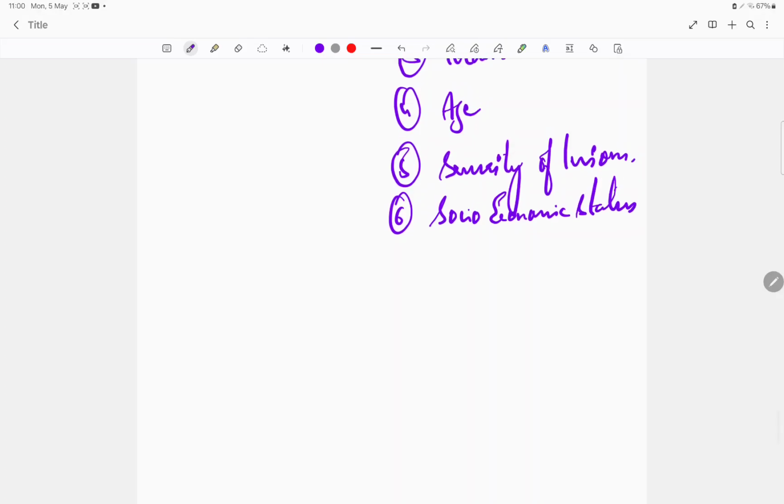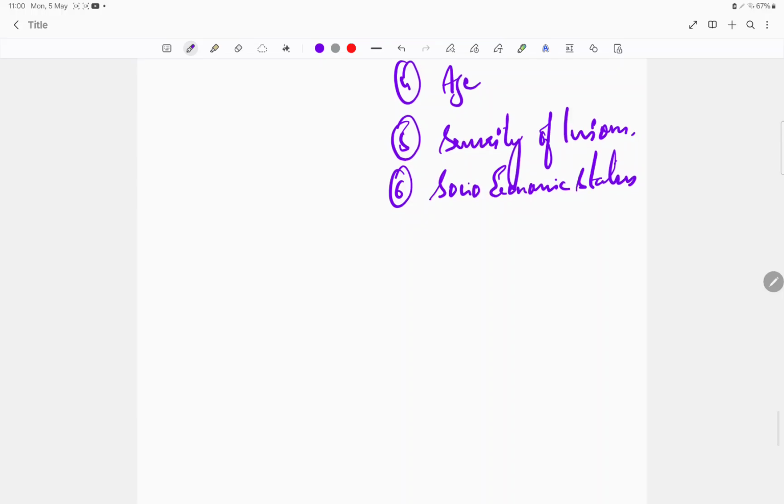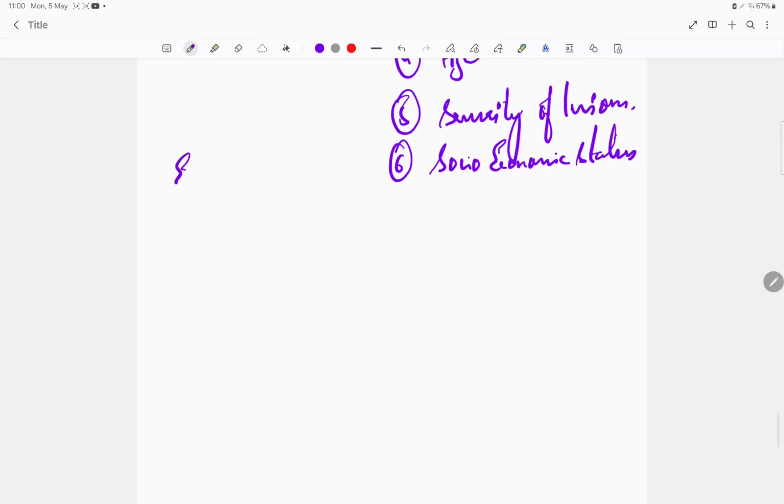So based on all these factors, you have to formulate a type of surgery that you have to do. Now, for example, if there is an endometrioma, you have to do surgery. What is the surgery you have to do? Cystectomy, total.